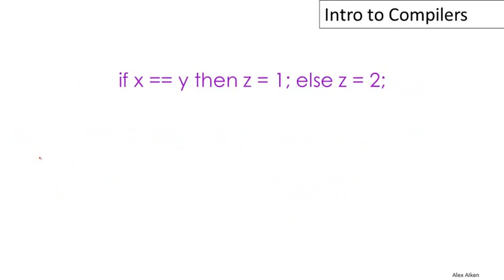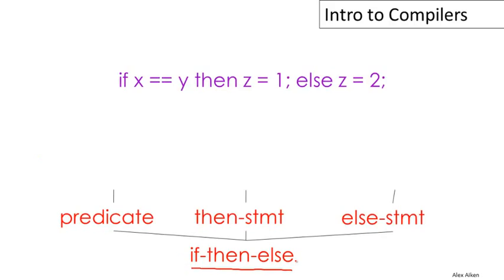The analogy between parsing English text and parsing program text is very strong. In fact, they're exactly the same thing. So here's our little example piece of code again, and let's work through parsing it. So clearly this is an if-then-else statement, and so the root of our parse tree is going to be an if-then-else. This if-then-else consists of 3 parts. There's a predicate, a then statement, and an else statement.